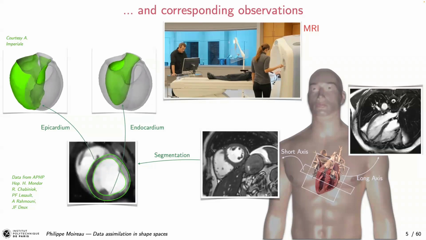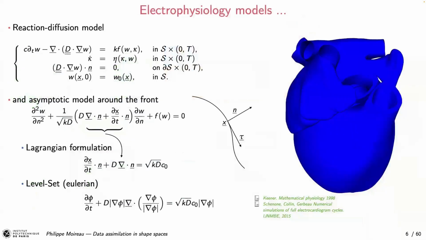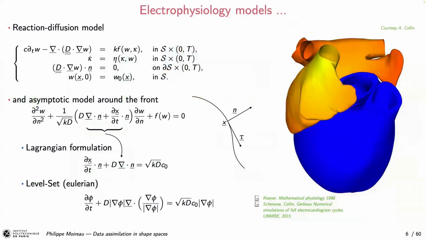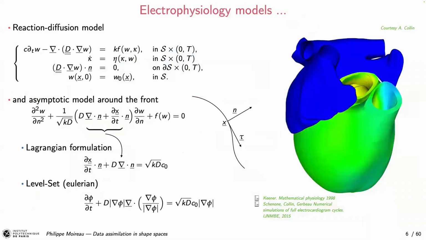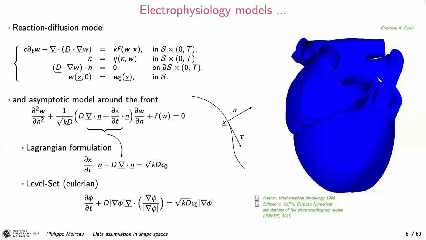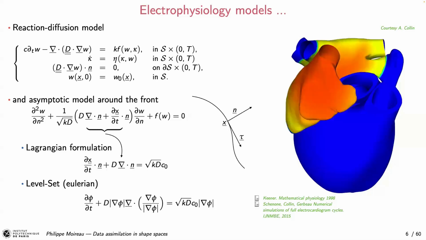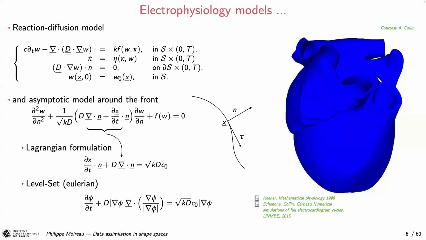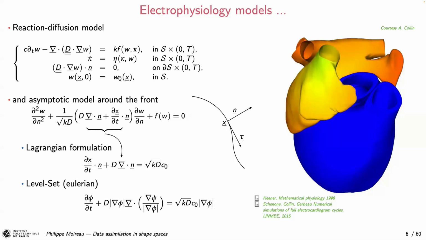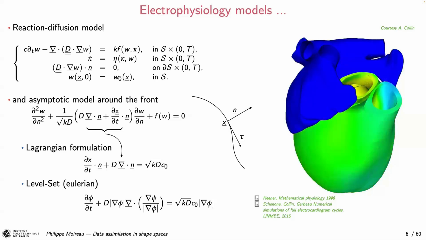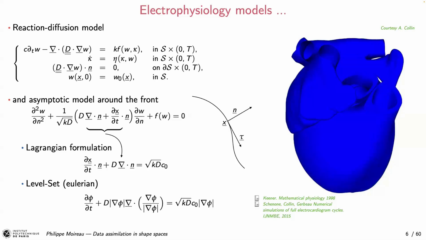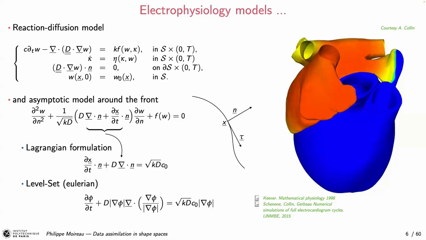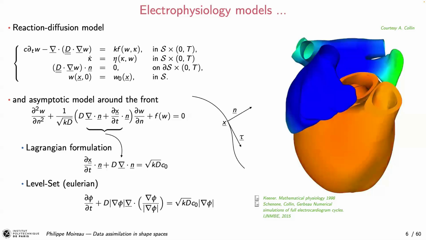Okay, let me give you a second example with a reaction diffusion problem. So for the heart to contract, you need an activation, and this activation is an electrical activation. And this is typically a simulation of this electrical activation propagation on the heart. So this is the atria, this is the ventricle. The typical model for that is a reaction diffusion problem, W0. So again, a complex PDE problem.